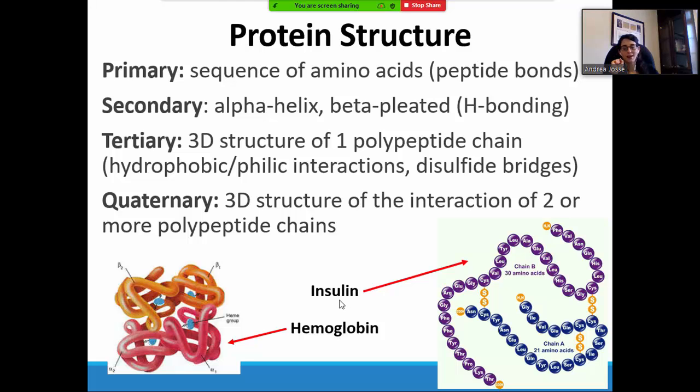So both hemoglobin and insulin, which are polypeptide proteins, have quaternary structures. Okay, so we can see that over here. In the case of hemoglobin, again, there are 4 polypeptide chains that are bound together and interact with one another. And in the case of insulin, there are 2 polypeptide chains. And these disulfide bridges between these cysteines in the purple and the blue represent parts of the quaternary structure of the protein.